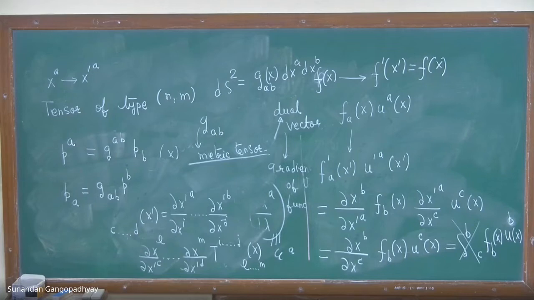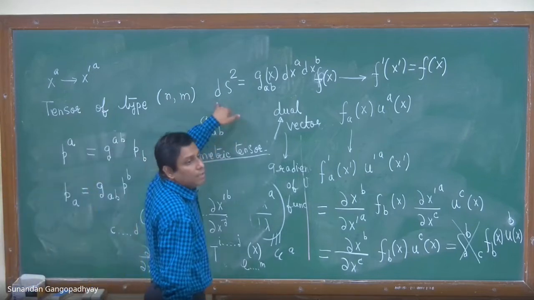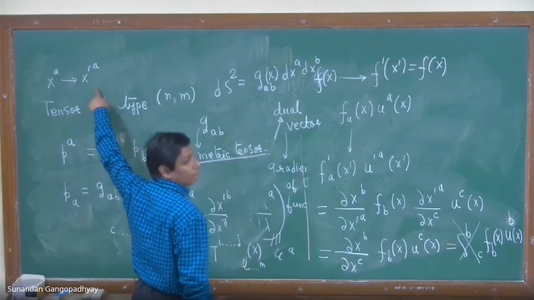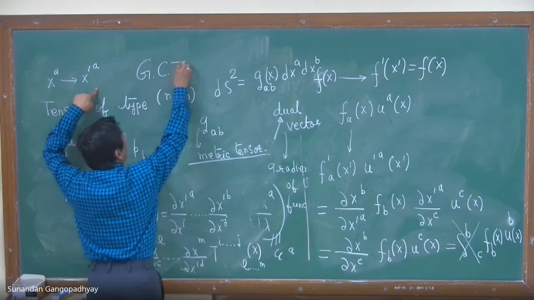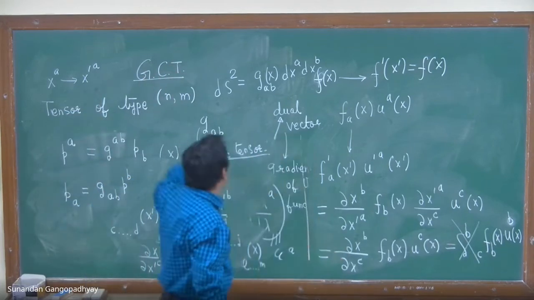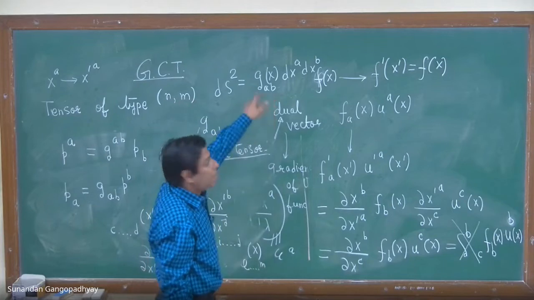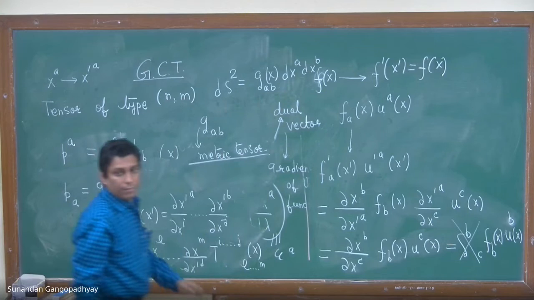And your question is quite pertinent. Why is this a tensor? You just demand that this is invariant under general coordinate transformations. These transformations are called GCT, general coordinate transformations. If you demand that under a general coordinate transformation this will remain invariant, then you will be able to prove it. It's quite straightforward.